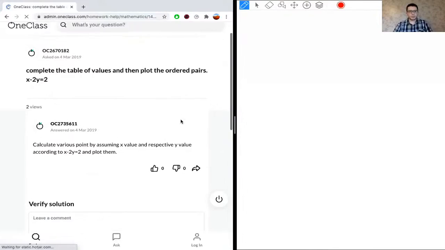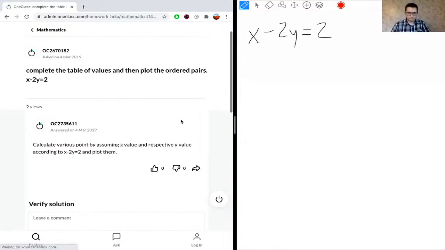So here the question is asking to complete the table of values and then plot the ordered pairs. It's giving us a function: x minus 2y equals 2. It doesn't really provide us with a table or an image of a table, so we can just plot the function here and substitute values of our own.